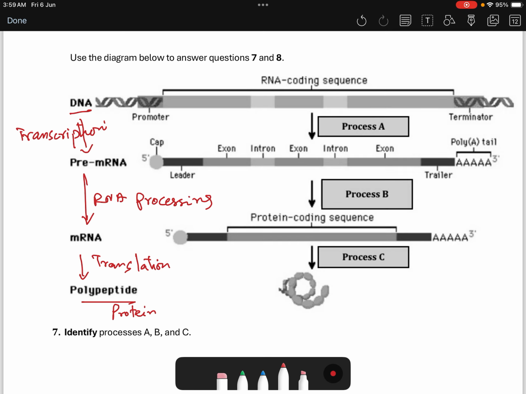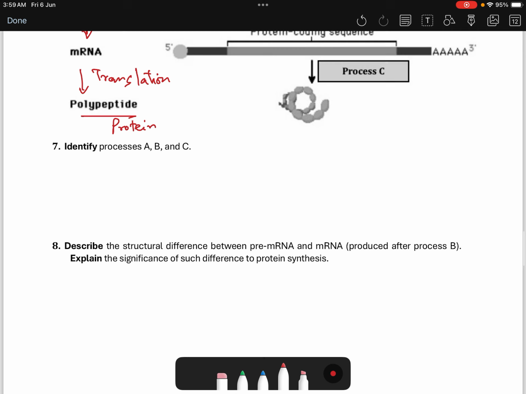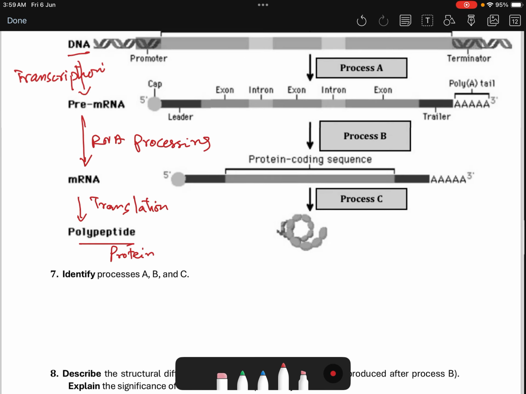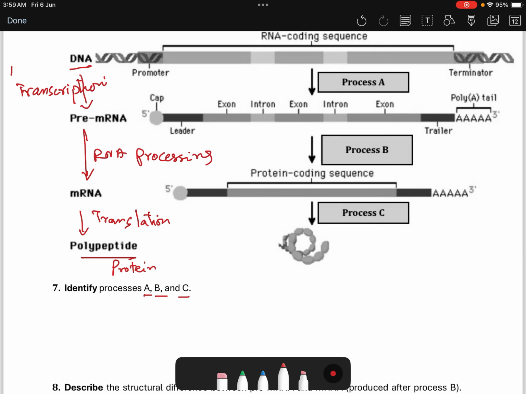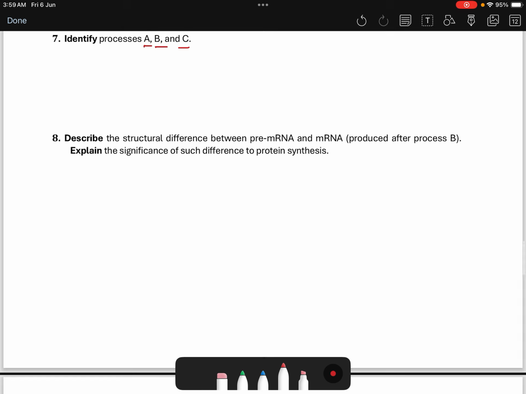Look, the most important thing is once you are able to read the whole diagram, you can easily answer it. Identify the processes A, B, and C. I already named here A. This is A. B. This is B. C. This is C. Okay, you can put them down. Describe the structural differences between pre-mRNA and mRNA produced after process B.